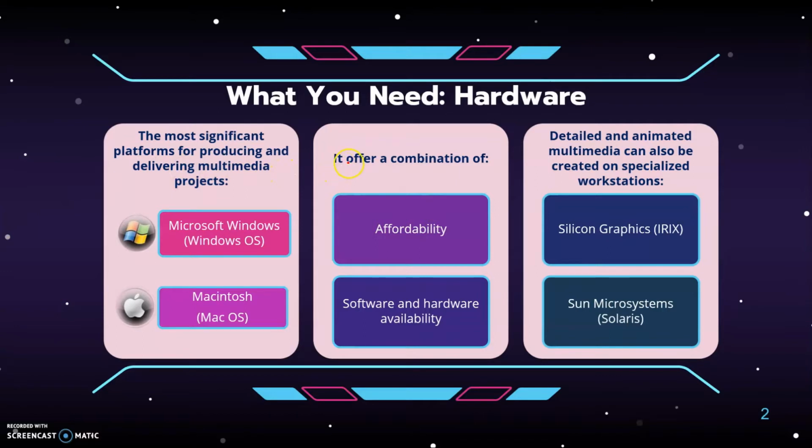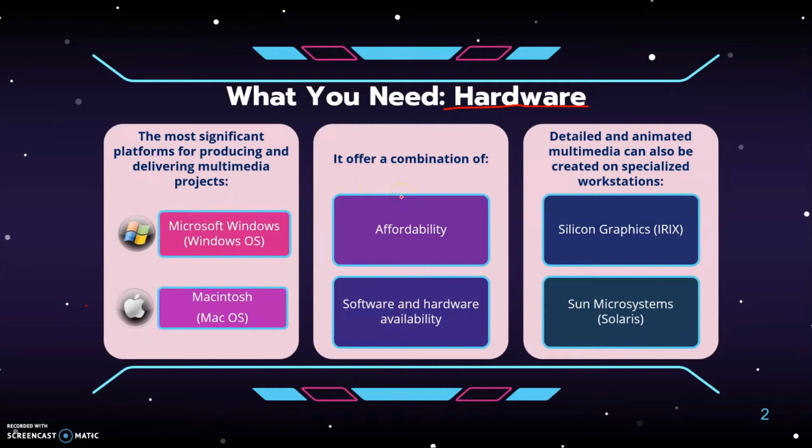Alright, as we all know, a computer system is made up of two parts, hardware and also software, okay? And the two most significant platforms for producing and delivering multimedia projects are Windows OS and Mac OS, okay? So why are these two the most significant platforms?